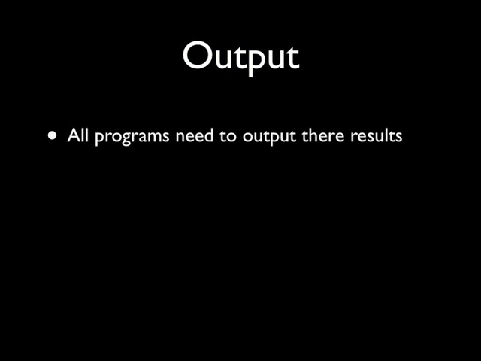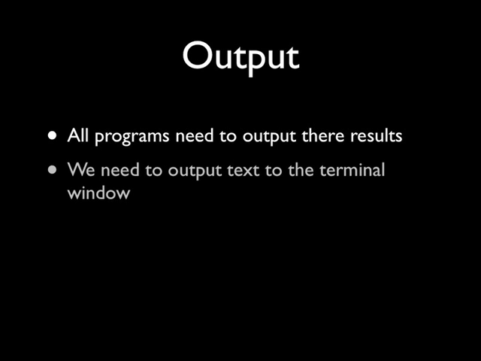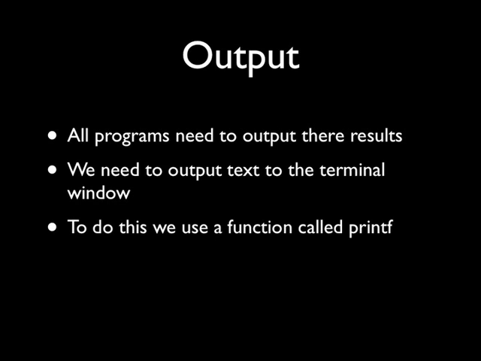All programs output their results. There's no point running through a program, calculating pi to 10 decimal places, and then not telling the user what your answer was. So we need to output text to the terminal window. To do this, we use a function called printf.